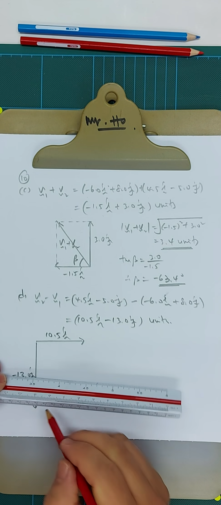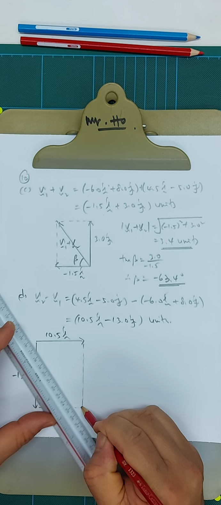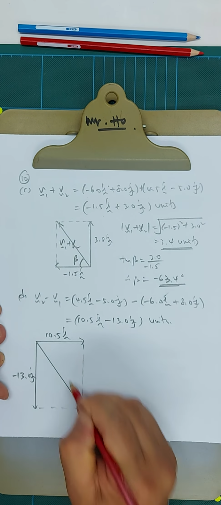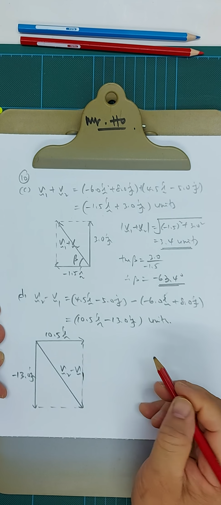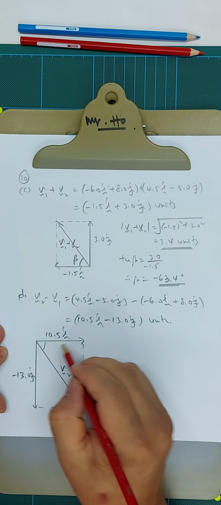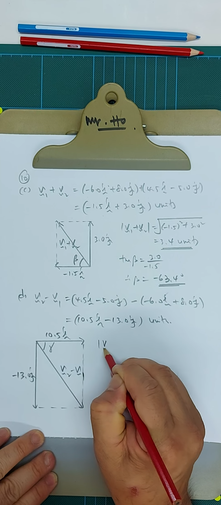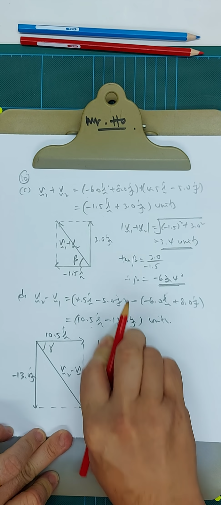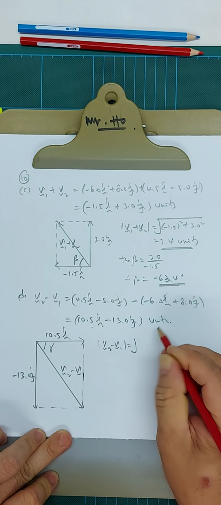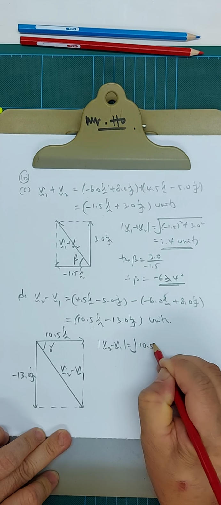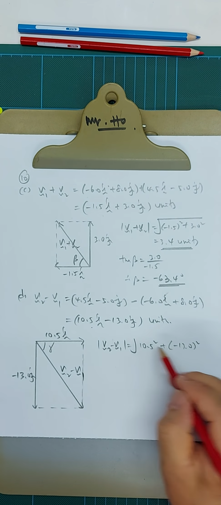So we now combine those two, and we get this vector, v2 minus v1. This angle we call gamma. So we calculate the magnitude of v2 minus v1, which is equal to the square root of 10.5 squared plus negative 13.0 squared.